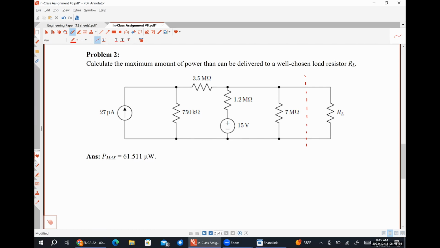So how many practical sources do I currently have in this circuit? 2. I have one practical voltage source and one practical current source, right? My practical current source is this 27 microamps in parallel with 750 kiloohms. So I'm going to put a box around it.